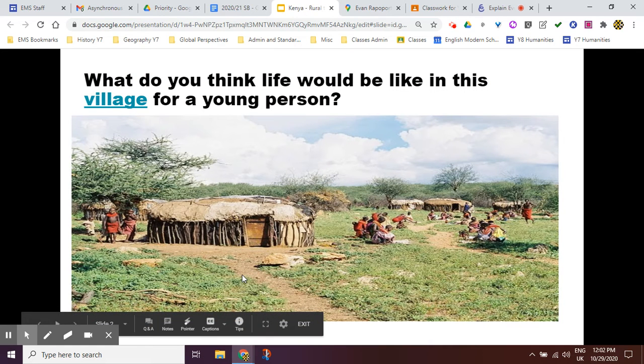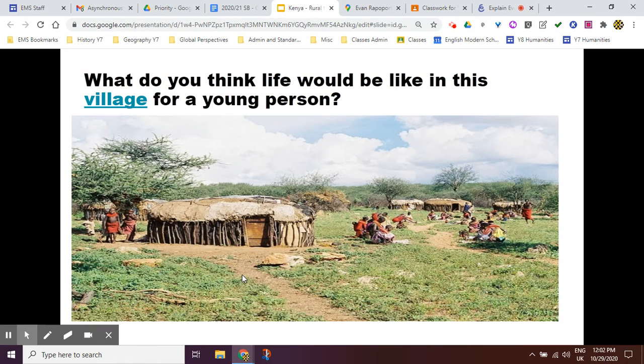So I wonder what life would be like in a village for a young person. So I want you just to think of 2 or 3 adjectives that might describe it, and write them when you get the question prompt on Edpuzzle.